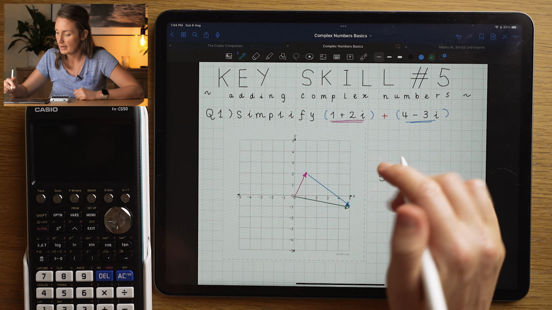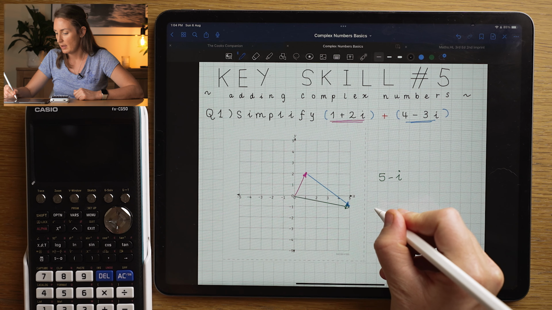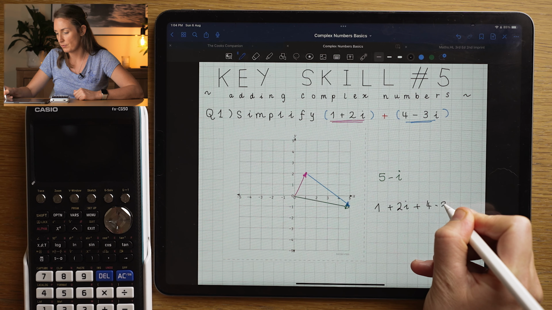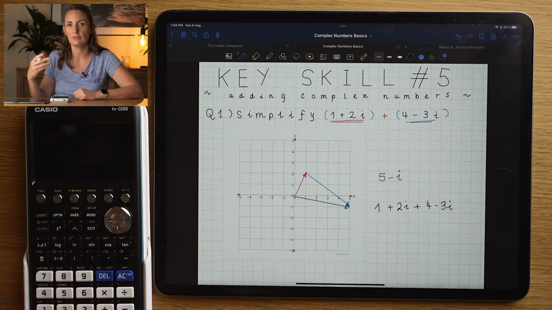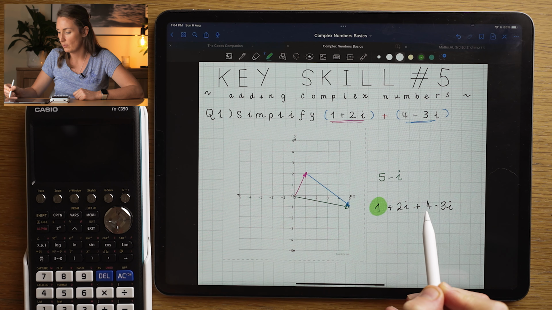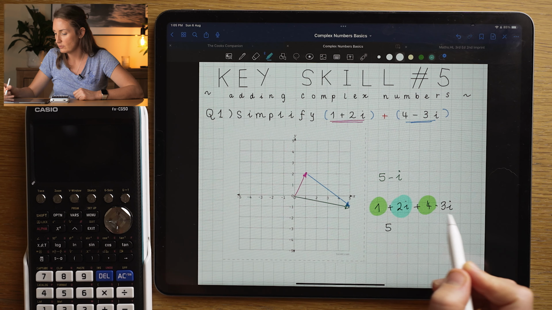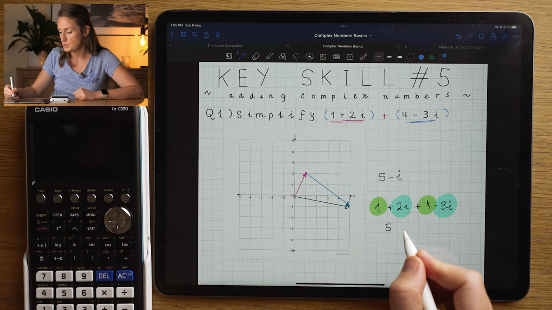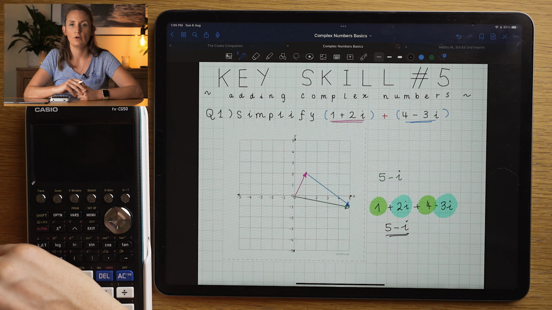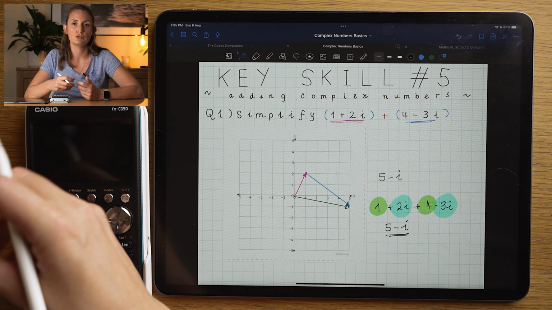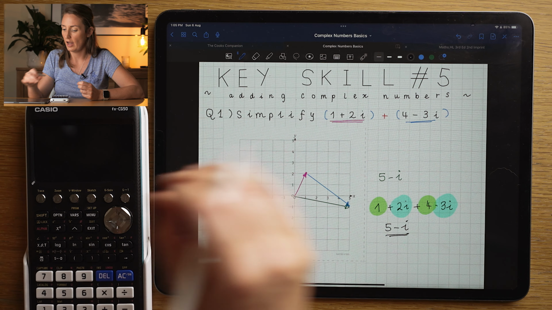However, you can think about this in an algebraic way also, because if we add 1 add 2i to 4 minus 3i, and think about it like collecting like terms, we want to add the real parts to the real parts. Well, we would add 1 to 4, which would give us 5. Then we would add 2i to minus 3i, which would give us minus i. So these are the two different approaches that you can take. You can imagine it like a vector on an Argand diagram, or you can imagine more of an algebraic approach where you're collecting like terms.